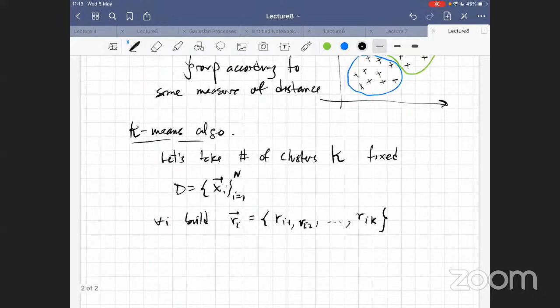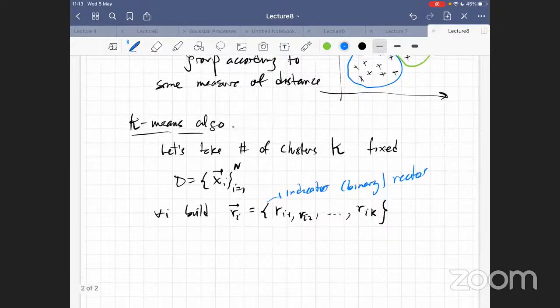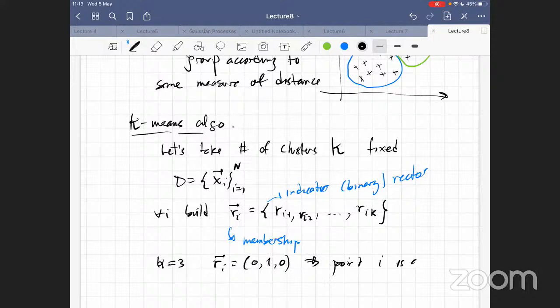So this is called an indicator vector. This is a binary vector. And this is telling you about membership, right? So which cluster this data point belongs to. So for example, if you have k equal 3 and r_i is just 0, 1, 0, it means that point i is assigned to cluster number 2 or so. So this is the idea behind this.